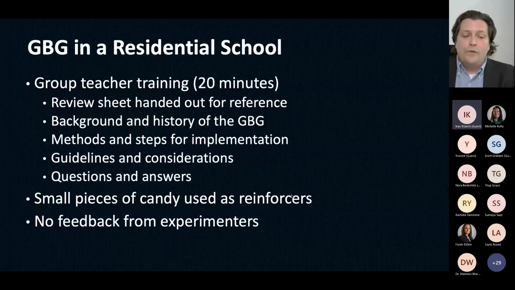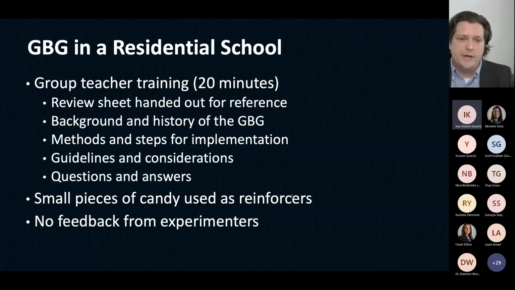And so for the good behavior game, the teachers used really small pieces of candy, like a single piece of candy, as a reward for winning the game. And a key component of this particular intervention was that following the initial training, the experimenters did not provide any feedback to the teachers on their implementation. So we didn't say, oh, you're not doing this, you should remember to announce rule violations, or your scoring accuracy is low. We didn't do any of that.